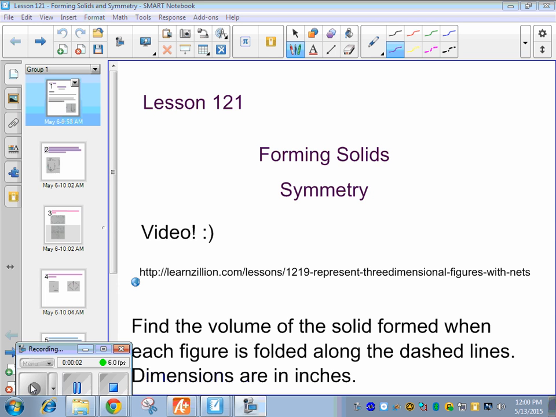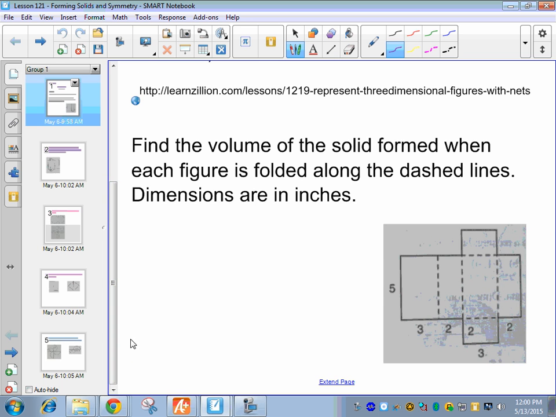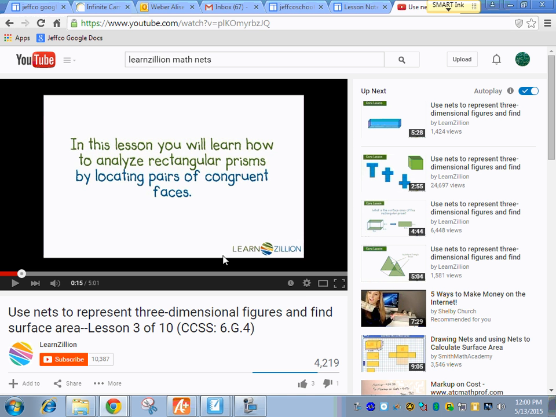In your notes, what the title is. So, forming solids and symmetry. Okay, we're going to find the volume of solids when they are looking like this. So I have a little video for you guys to start, and you should take some notes on it, maybe a little bit.